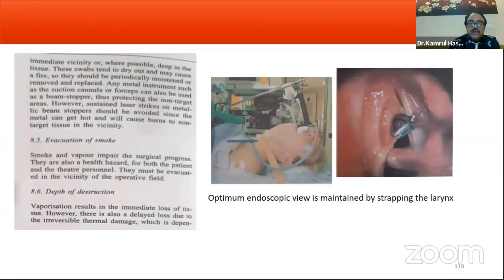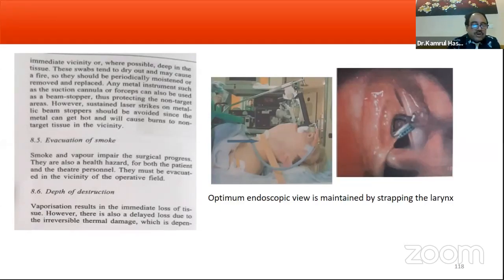Most important, your OT should be equipped with suction for evacuation of smoke. I've seen our laser surgeon using a second nozzle on the laryngoscope, one for the light scope. There is another fenestration where they use the sucker. In that case, evacuation will go very, very easily, because otherwise there will be a darkening of the area.